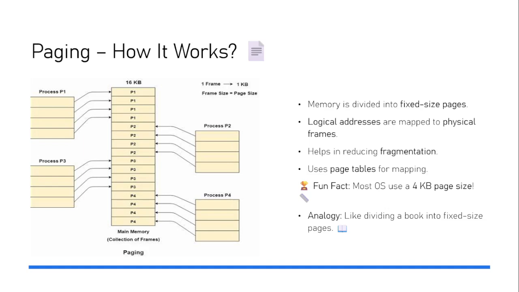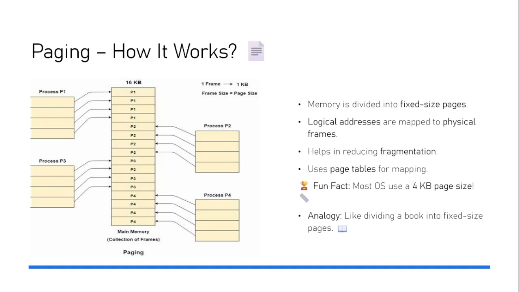Paging has several advantages. It prevents external fragmentation, hence memory is allocated efficiently. Due to paging, there are faster memory access and better multitasking. This is why modern operating systems use paging to manage memory efficiently.